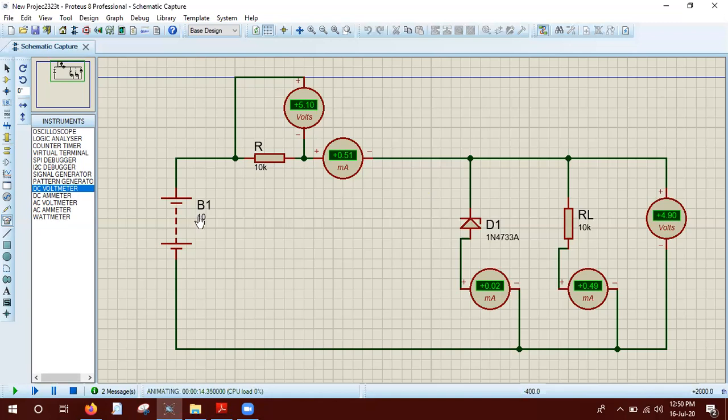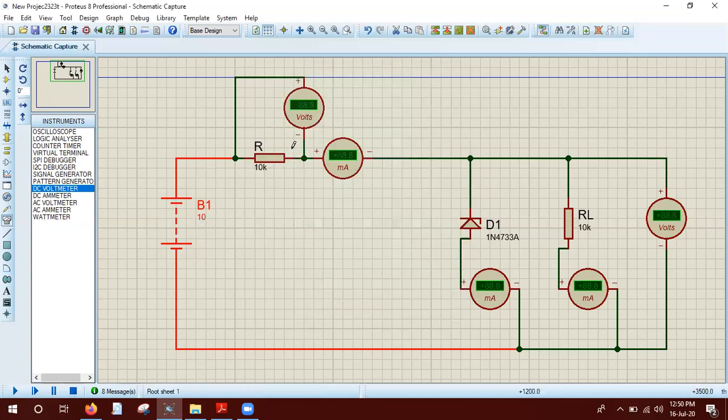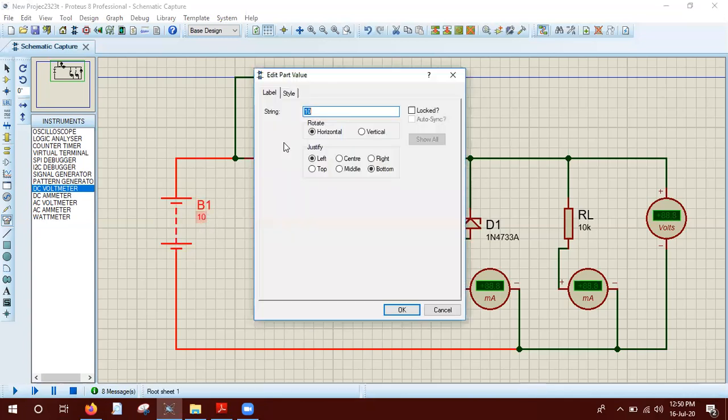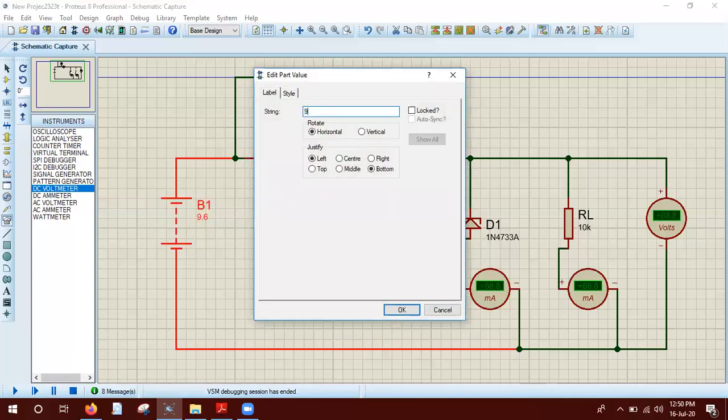Let me make it a little bit less, suppose 9.5 or 9.6. Just 9.6, and go to the simulation. It's still no current. There is no current, it's at 0. Let's make it 9.8 or 9.9.